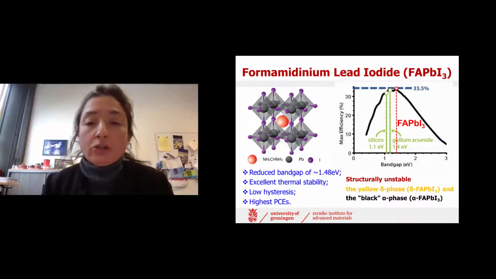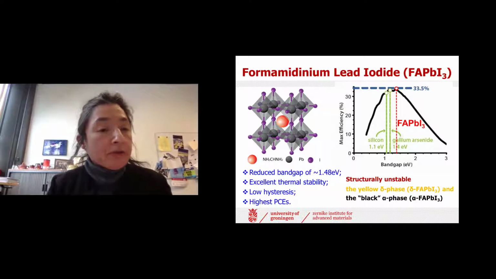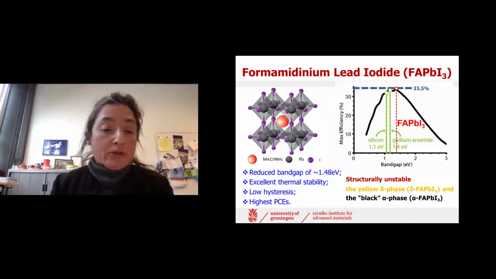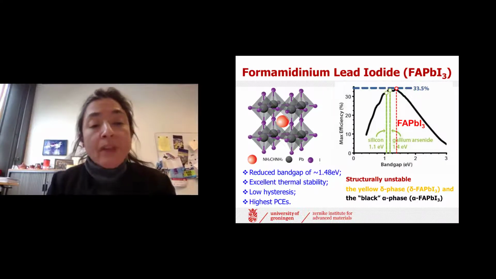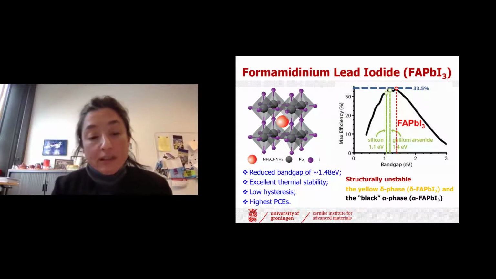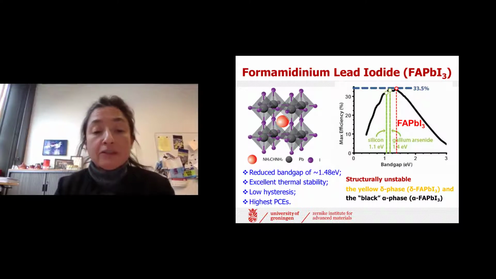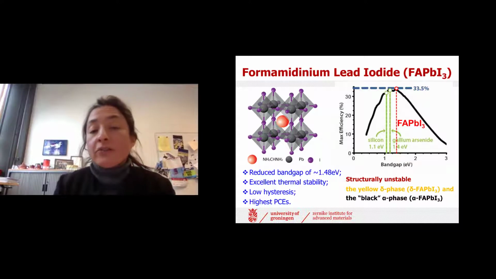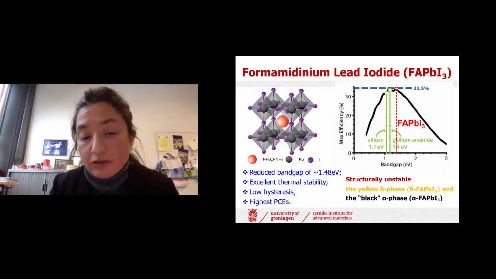I'm speaking about metal halide perovskites. And in particular, I want to introduce you to formamidinium lead iodide. This is a semiconductor that has a band gap of about 1.48 electron volts. It has a very good thermal stability compared to other types of metal halide perovskites. It displays low hysteresis when you make photovoltaic devices. And it shows very high power conversion efficiency.